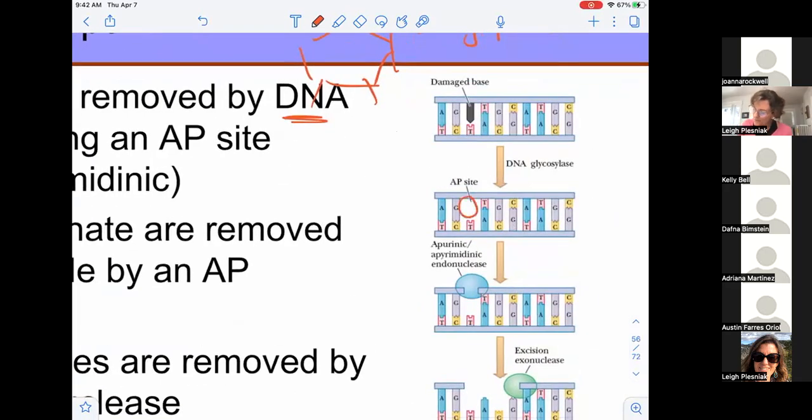So notice in this, the glycosylase takes out the base, the backbone is intact. This is a distinction between this mechanism and nucleotide excision repair, is that the first step is to create an AP site. That AP stands for apurinic or apyrimidinic, meaning it's just the base that is removed, but still the backbone, the sugar and the phosphates are intact.